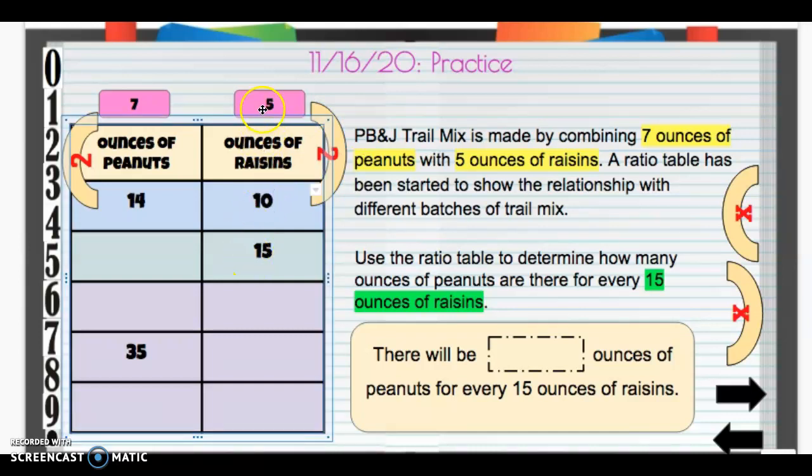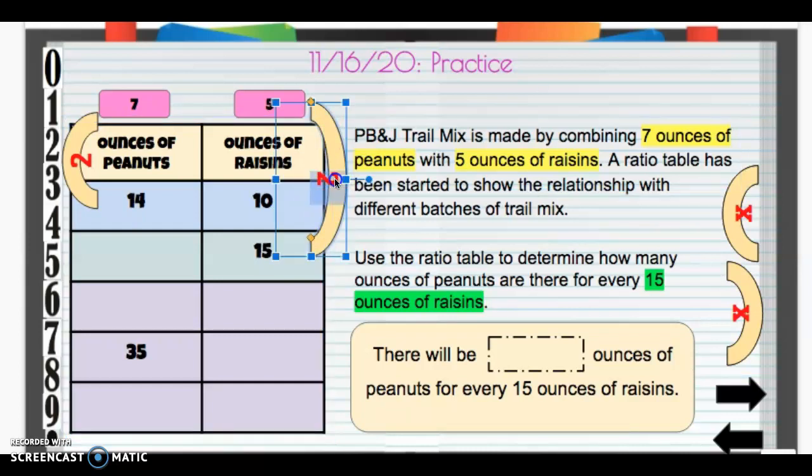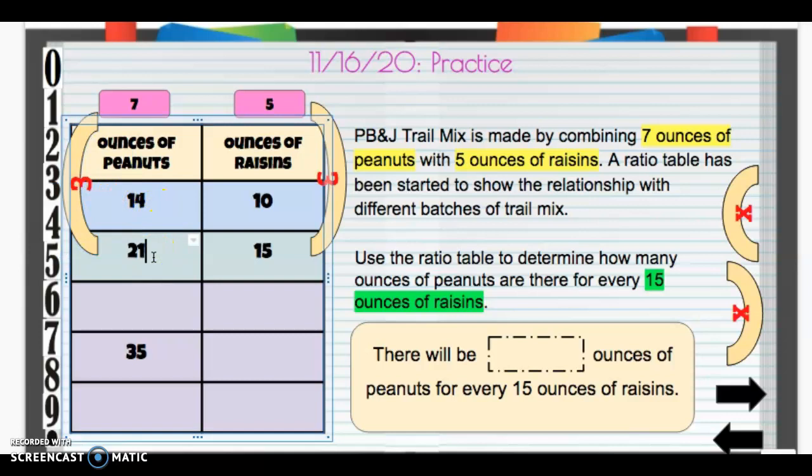All right. Well, we have to figure out what did we do to 5 to get to 15. We times it by 3. So we have to now look at what is 7 times 3. We would say 21. So we put 21 in this box.